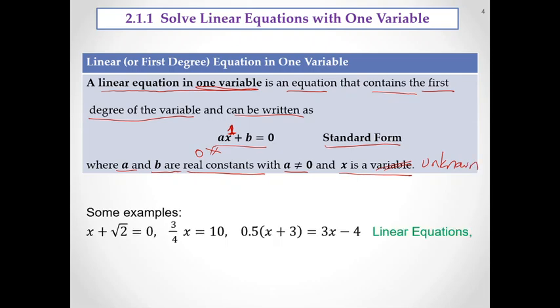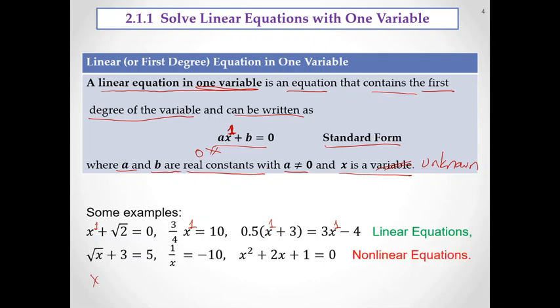Now some examples. Look at this x, the first power, first power. So these are called linear equations. But here we have the half power. We have x to a negative first power, and we have a square here, so these are called nonlinear equations. Some of these can be converted to a linear equation, but in general, these are called nonlinear equations.